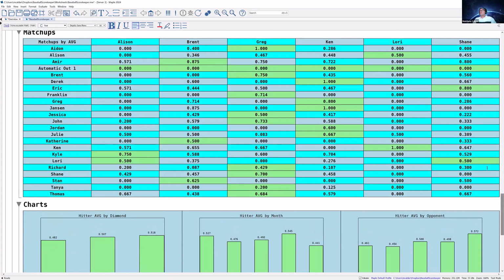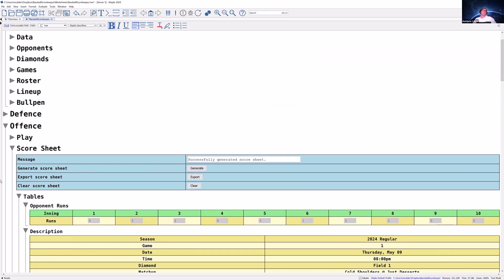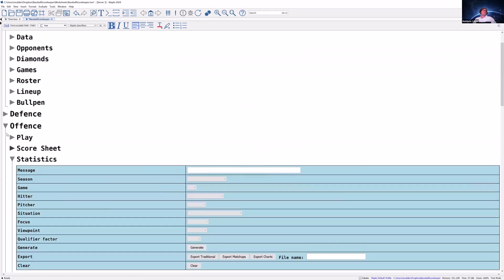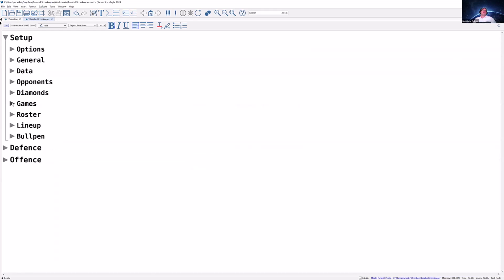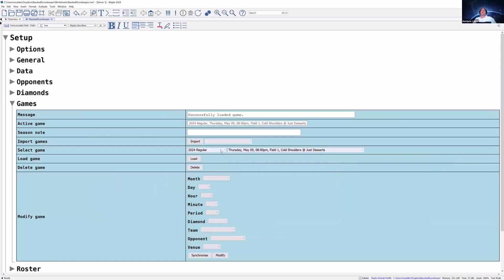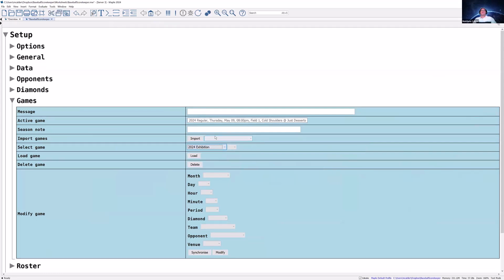So on to scorekeeping. First of all, I need to load the game. I don't think I have it there already, so I have to import it. I import it from a CSV file. It's going to load all the games, including the exhibition game. I created an exhibition game for right now, so this is what we're going to use for the demo. Let's load that again to be sure, load a game.